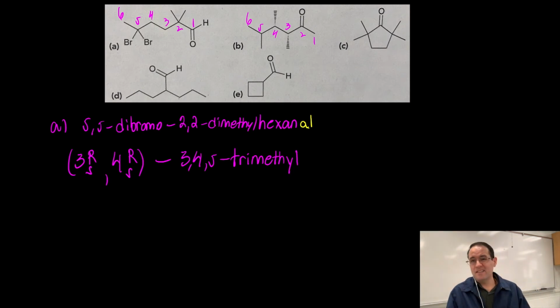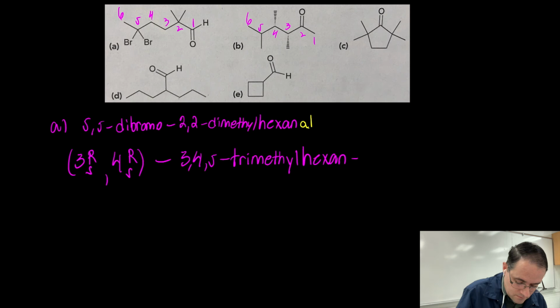Once again, this is a 6-carbon parent chain, but we've got the ketone. So I'm going to name it with the newer 2004 modern edition, hexan-2-one. Hexan-2-one.